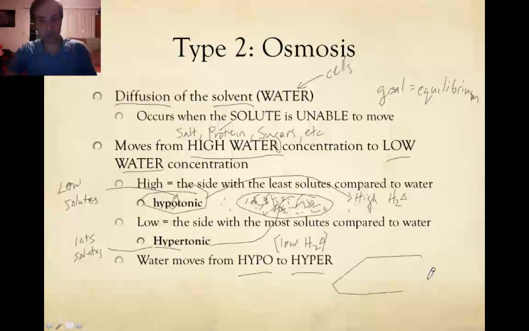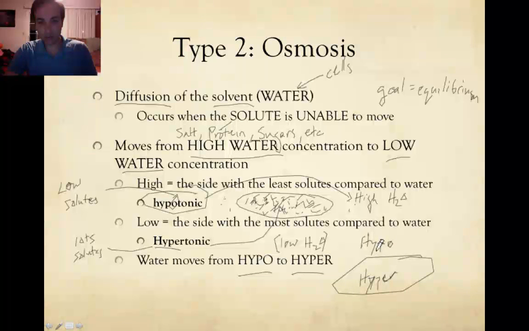So if I redraw my cell, we said that the inside was hyper, right? There we go. And we said that the outside was hypo. So what will happen is that water will move into the cell. This cell is going to fill with water. The inside is going to be diluted as water gets added in, and as we lose water from the environment, it's going to get concentrated, meaning its concentration will go up, and the concentration of water inside the cell will go down.